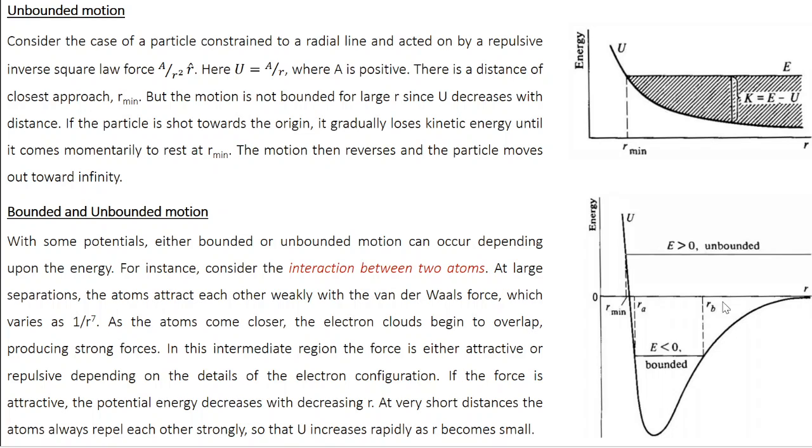That's why you start from 0 potential. At very high r, the force is negligible. Consequently, the potential is 0. As the atoms come closer, the electron clouds of the atoms begin to overlap, producing some strong forces. As a result, your potential energy is going to either increase or decrease along the axis. If the force is attractive, then we know that attractive potential is negative. So you have potential energy increasing in the negative direction. Or you can say potential energy is decreasing.